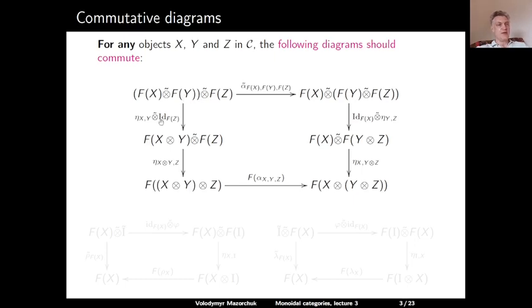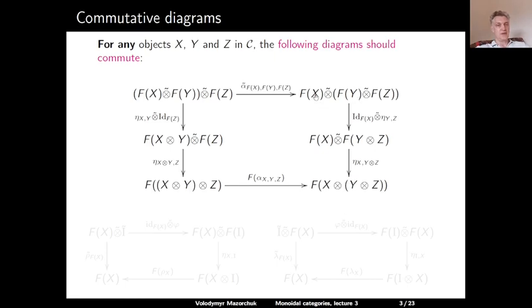Alternatively, we can apply our eta tensored with the identity on F(z) and end up at F(x tensor y) tensored with F(z). Here again we can apply eta, now for x tensor y and z, and we end up in the image under F of x tensored with y and then tensored with z. Here we can apply F of the associator in C, and we go to the object F of x tensored with y tensor z. So here is the second road.